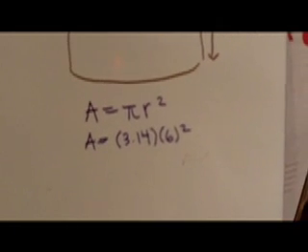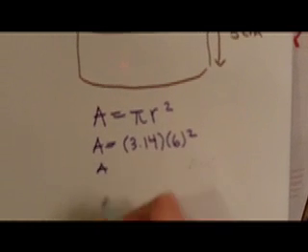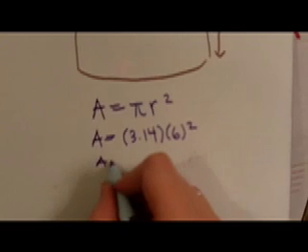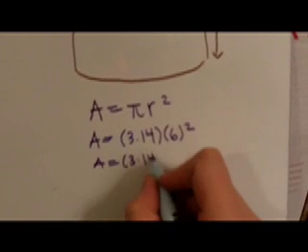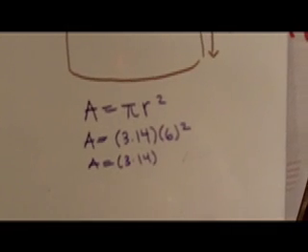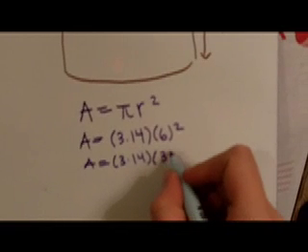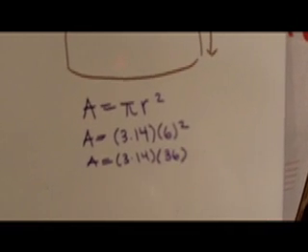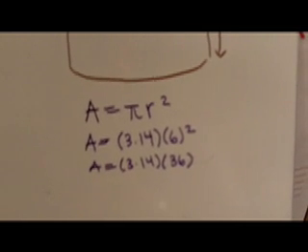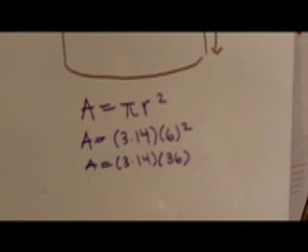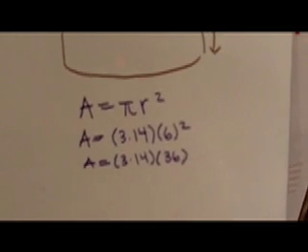Now the order of operations tells us that we have to do our exponents before we can do the rest of our multiplication. So we're not going to do anything with pi yet, but let's go ahead and square that radius. 6 times 6 is 36. The last step to find the area of the top base is to multiply these together. So get out your calculator and do it.